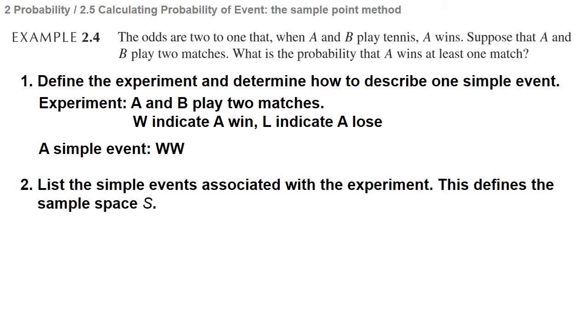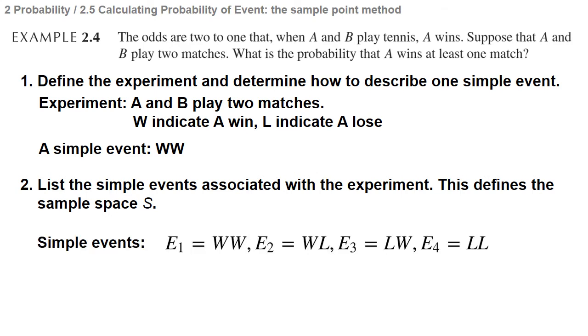And in step 2, we want to list all the simple events associated with the experiment. This will define our sample space S for this problem. So the simple events are: A wins 2 times, A wins and loses the second time, A loses and wins the next game, and A loses twice. That's our set of simple events, and it makes up our sample space S.